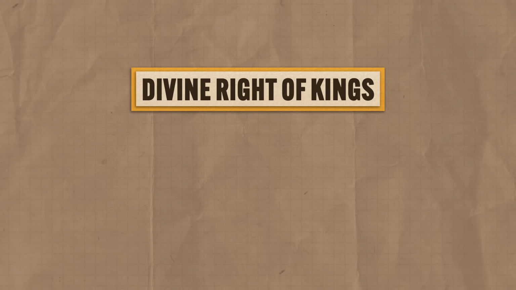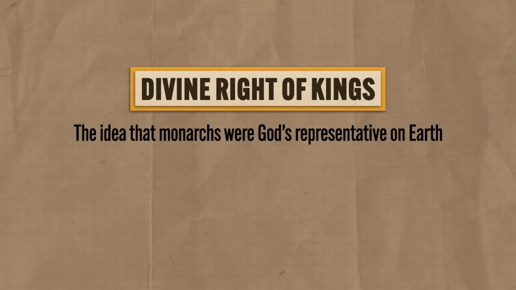And during this period, European monarchs began to gain more and more power, and one way they did it was through the religious belief known as the divine right of kings. Essentially, this just means that monarchs perpetuated the idea that they were God's representative on earth.